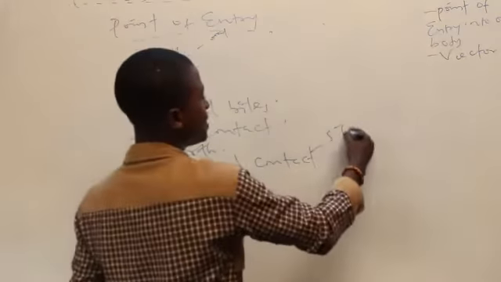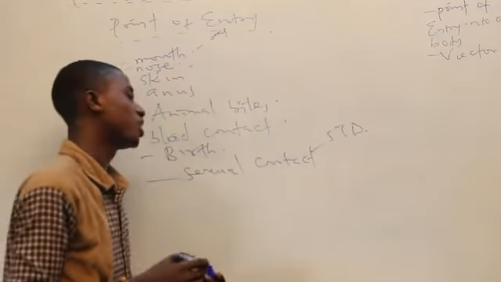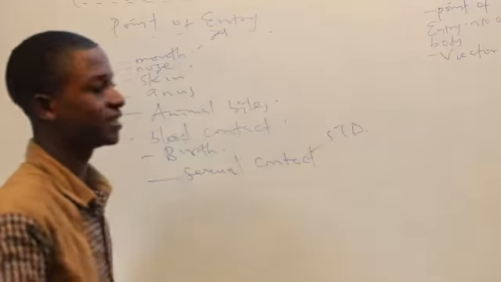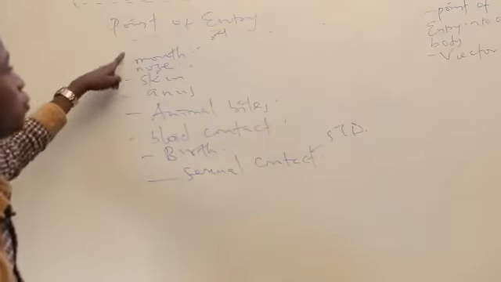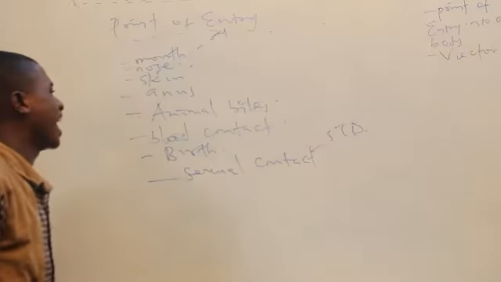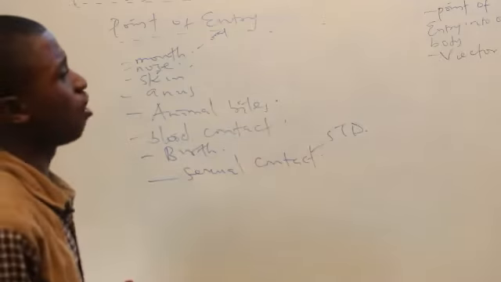I know you've heard of STD, sexually transmitted diseases. So it could enter through sexual contact, like syphilis, gonorrhea, and all that. So let's take a look at this. The point of entry: it could enter through the mouth, the nose, the skin, the anus, animal bites, blood contact, birth, and sexual contact.